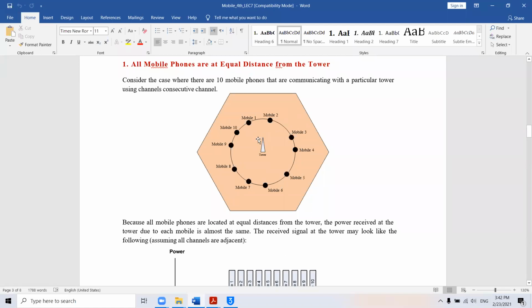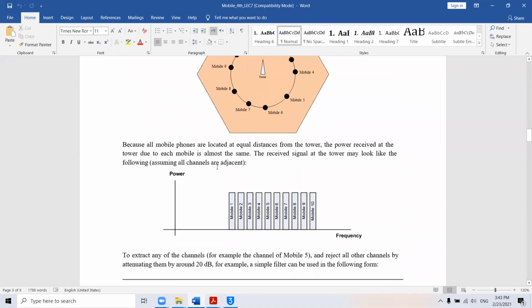Of course, we don't have such a case, but just for analysis and to understand what's going on. Because all mobile phones are located at an equal distance from the tower, the power received at the tower due to each mobile is almost the same. Here we are assuming that we measure the power received from all mobiles at the tower. So we locate the power meter at the tower, and we receive continuously the power from all 10 mobiles.